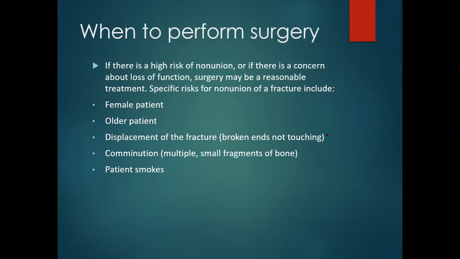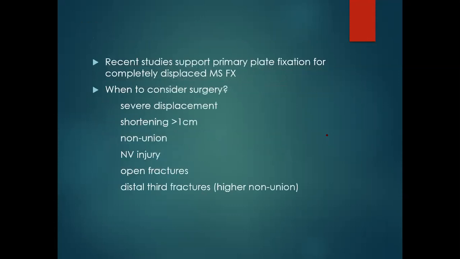There are other specific risk factors for non-union, which are female, older, displacement, where it means the bones are not touching. So the clavicle fracture is so bad that the bones aren't touching. Comminution, so there are multiple fragments, or if the patient is a smoker, they're less likely to recover due to the nicotine impeding blood flow to that healing bone tissue.